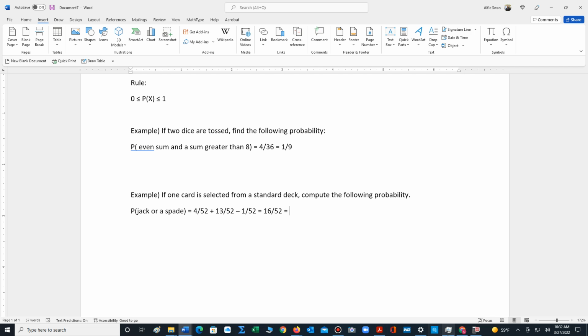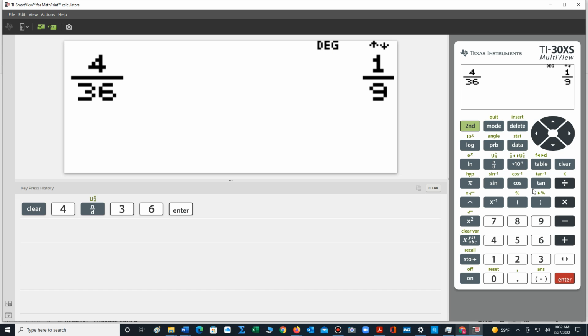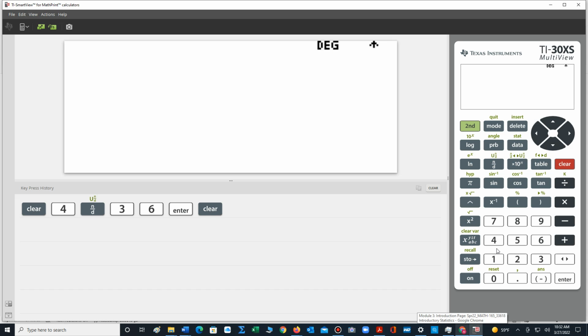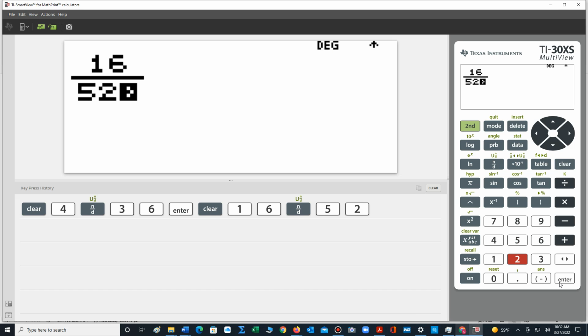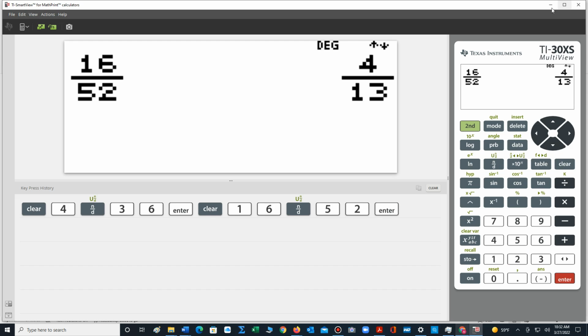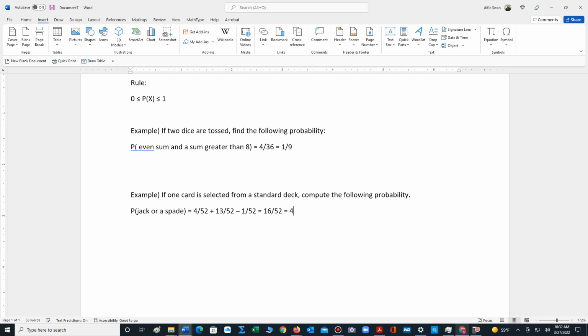And we can reduce that value using our calculator. 16 out of 52, enter. That reduces to 4 out of 13.